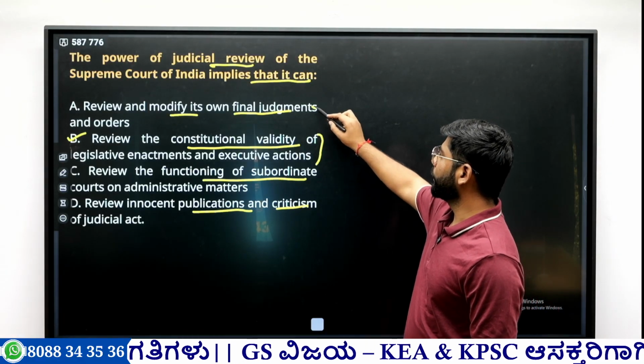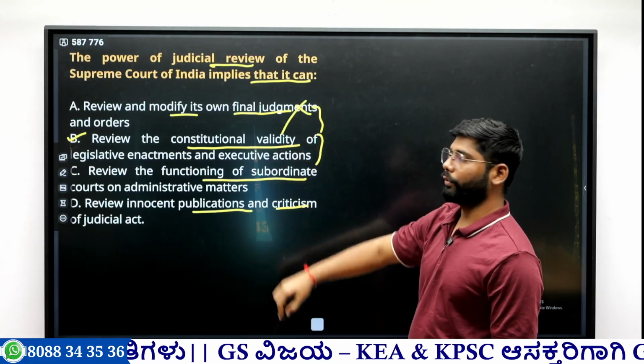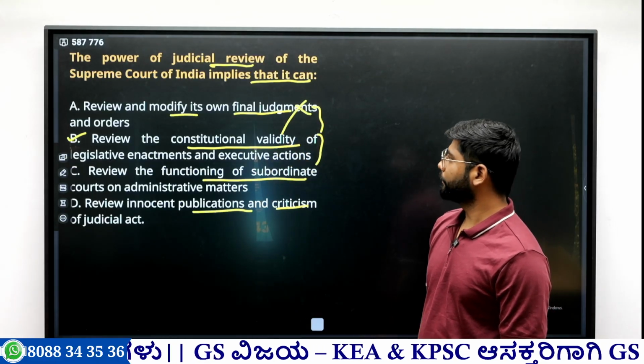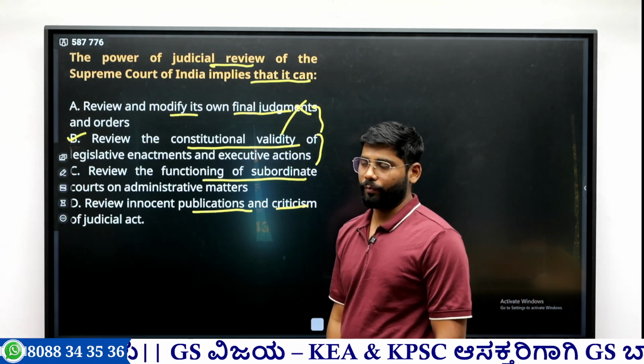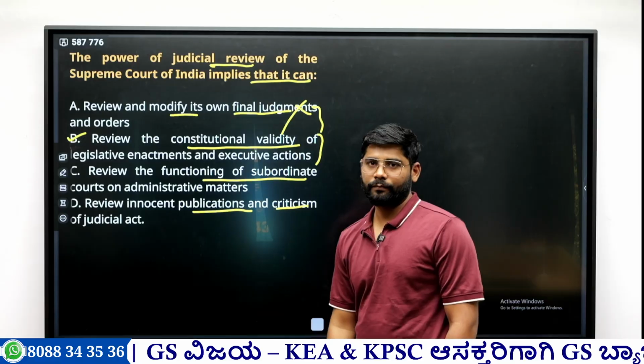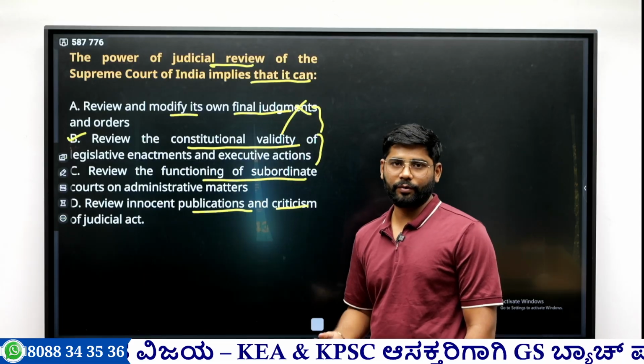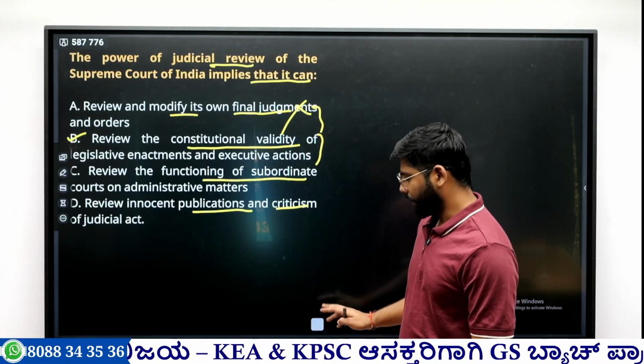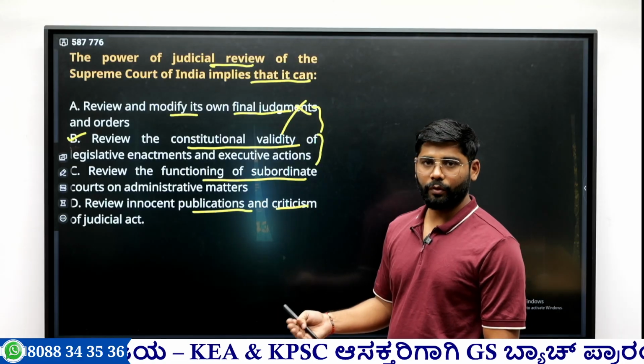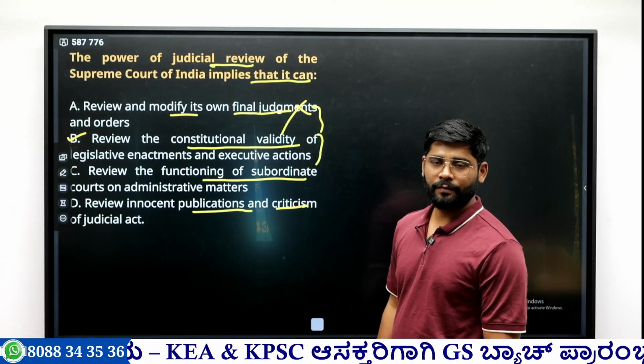Don't confuse between these two. This is not judicial review. It is a correction. It is judicial correction, not a review. First one is correct. This is a previous year question. Judicial review means it can review the constitutional validity of legislative enactment as well as executive action, of both the Union government as well as the state government.